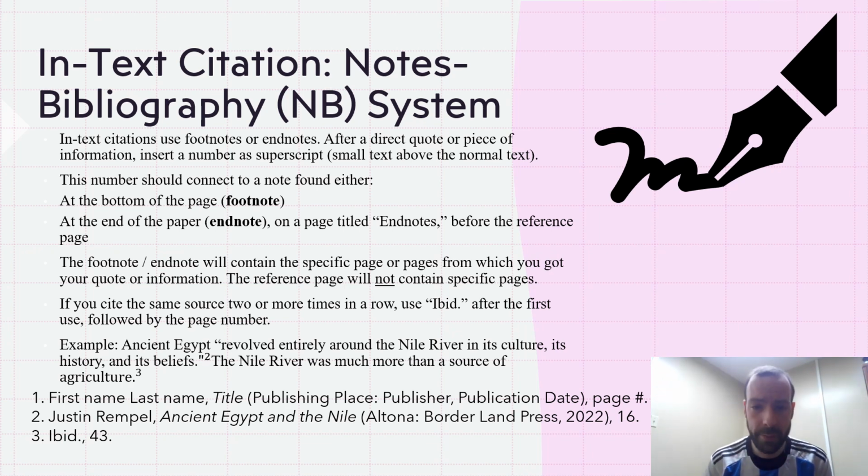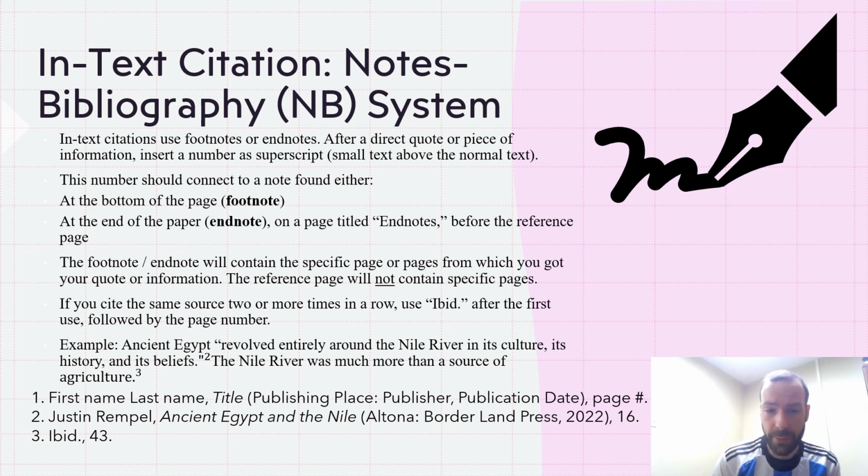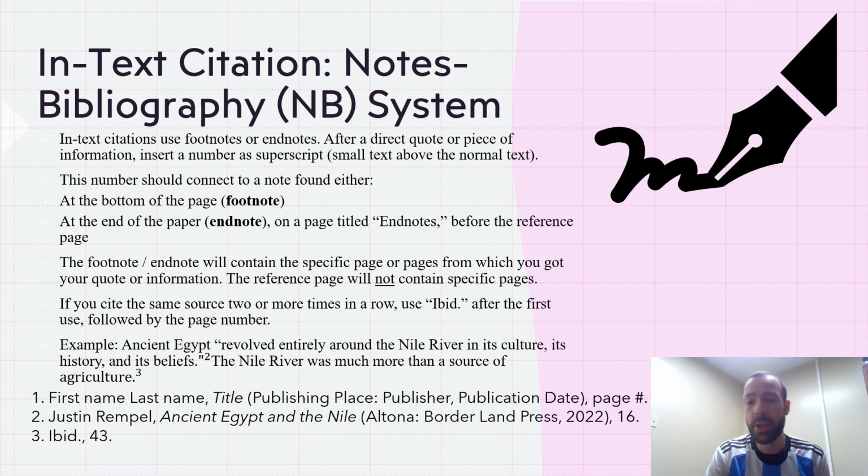The other thing I'll point out from this example on the screen is that our footnote number 3 actually comes from the same source as footnote number 2. So we don't have to write out all the information all over again because it's exactly the same as the previous footnote. We can just use this abbreviation IBID, I-B-I-D, period, followed by a comma, followed by the page number that it came from. And then readers will know, oh, footnote 3 is actually from the same place as footnote 2, just a different page number.